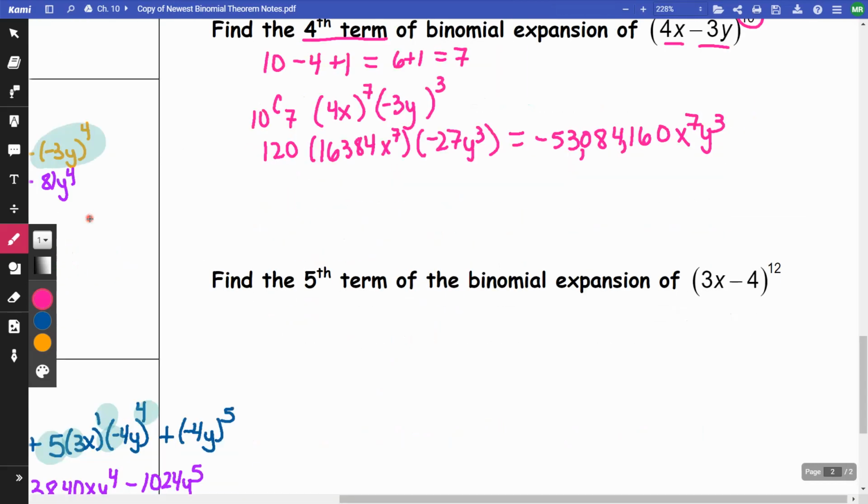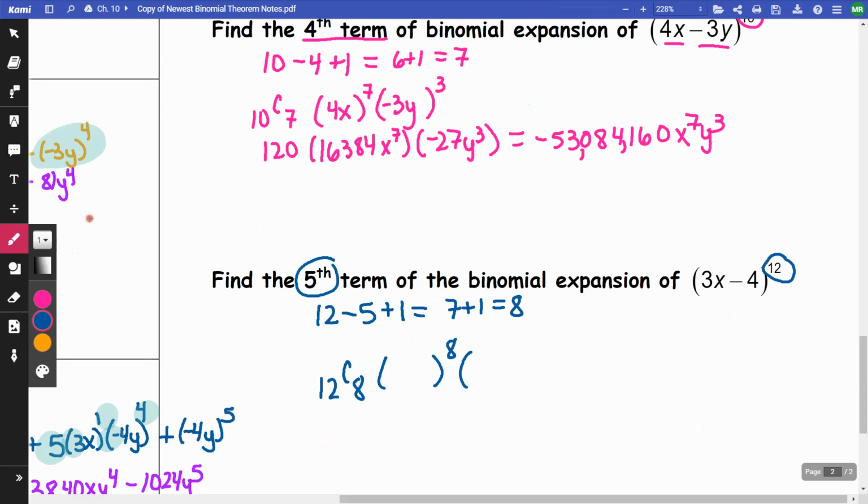Okay, try one more. So in this case, our exponent is 12. We want the 5th term. So we're going to go 12 minus 5 plus 1. That's 7 plus 1 or 8. So we're going to be doing 12 choose 8 times something to the 8th and something to the 4th, because 8 plus 4 is 12. So I'm going to have a 3x and a negative 4.